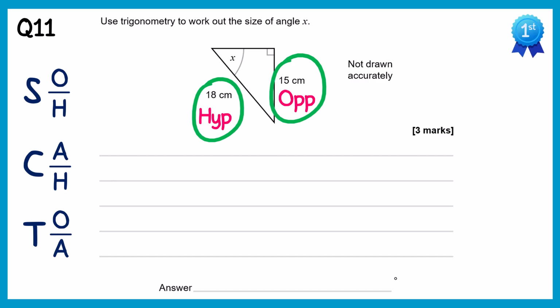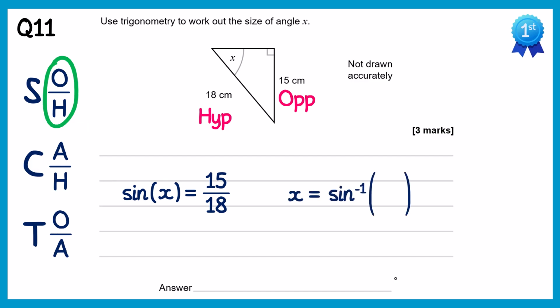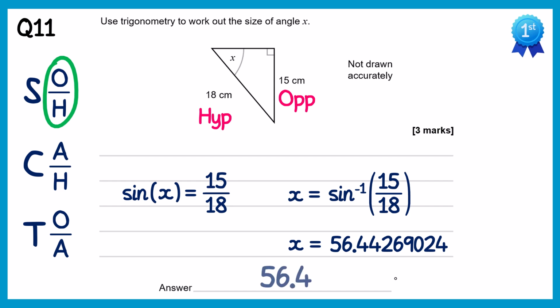Then we write out SOHCAHTOA, and we're looking for the one that has the opposite and the hypotenuse, which is sine. So we can write down that sine of the angle, which is sine of x, is equal to the opposite, which is 15, over the hypotenuse, which is 18. Then to find the value of x, we use inverse sine. So x will equal inverse sine of 15 over 18. If you type this into your calculator, you'll get x is equal to this number here. We might want to round this off to something sensible, so 56.4 or maybe 56.44 for example.